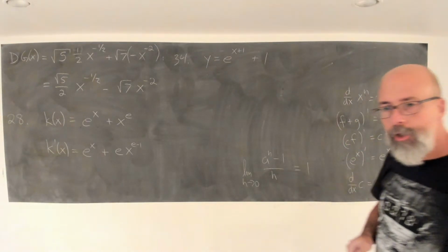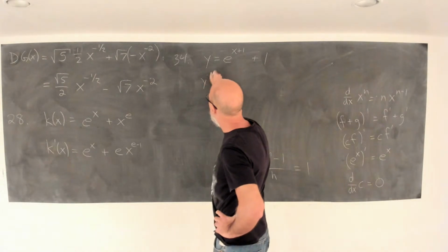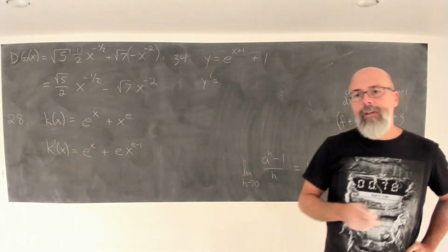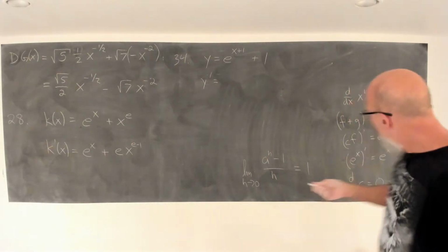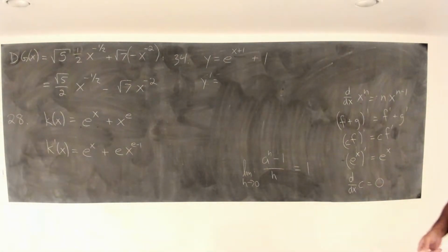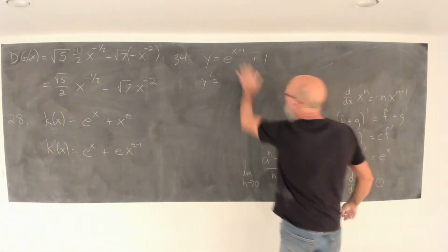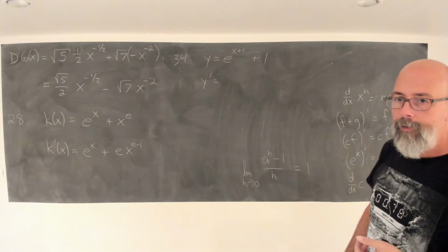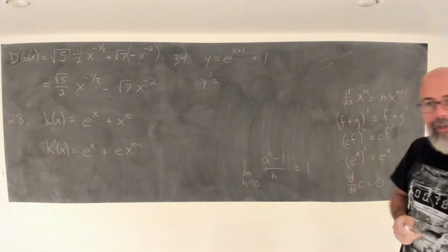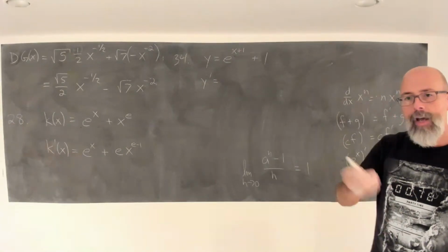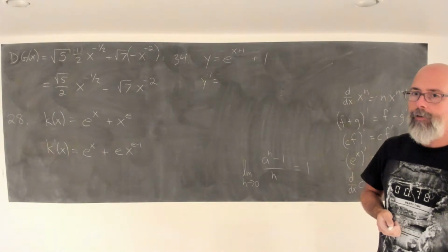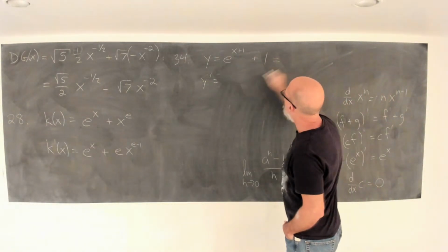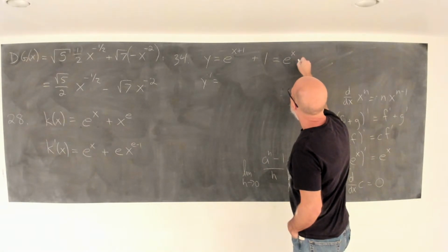Consider this. It's the same question. We're looking for y prime. But now you have an e to the x plus 1 business. We know the derivative of e to the x is e to the x, but does this plus 1 change anything? And if so, how? We can't just pretend it's not there. We have to deal with it systematically. But you know that e to the x plus 1 is really e to the x times e to the 1.